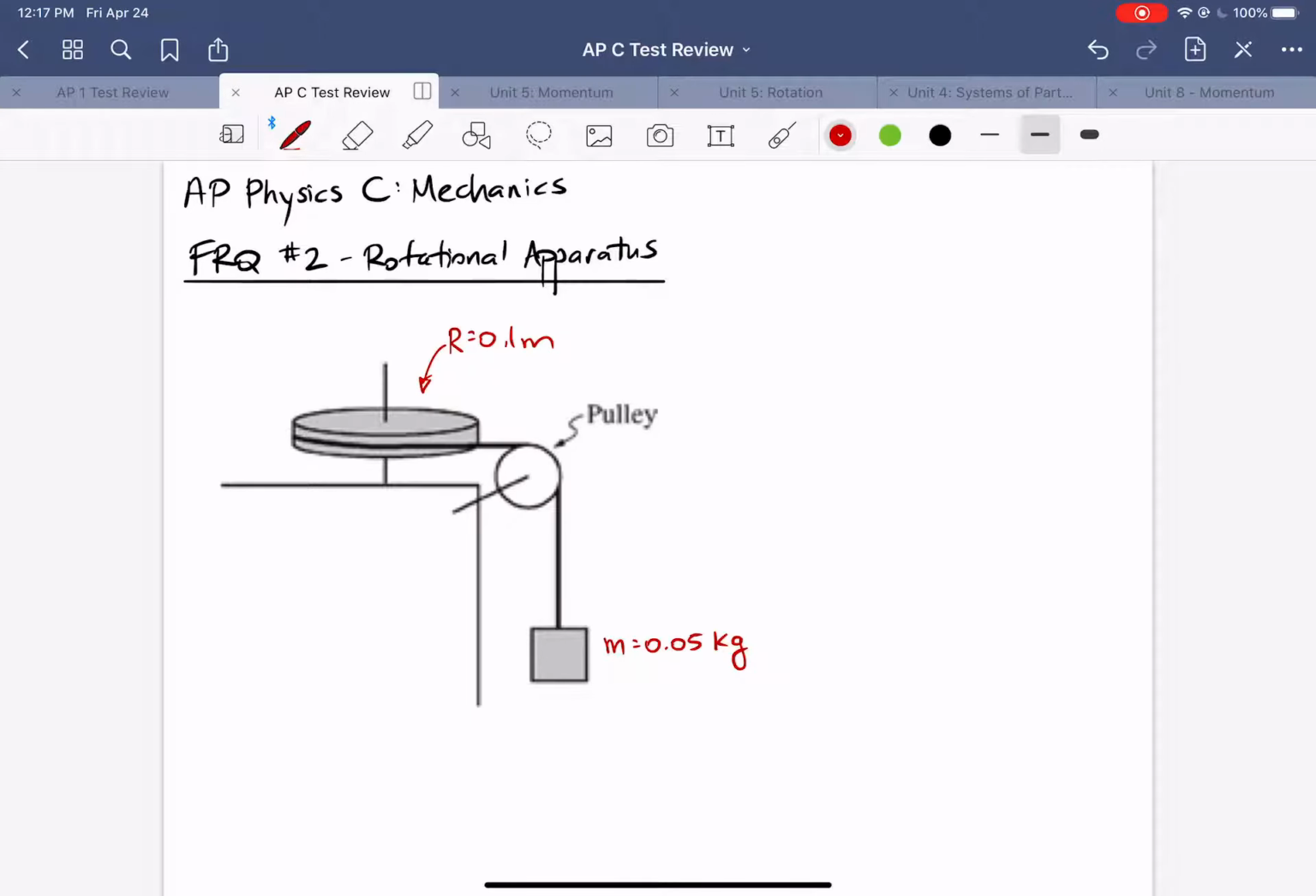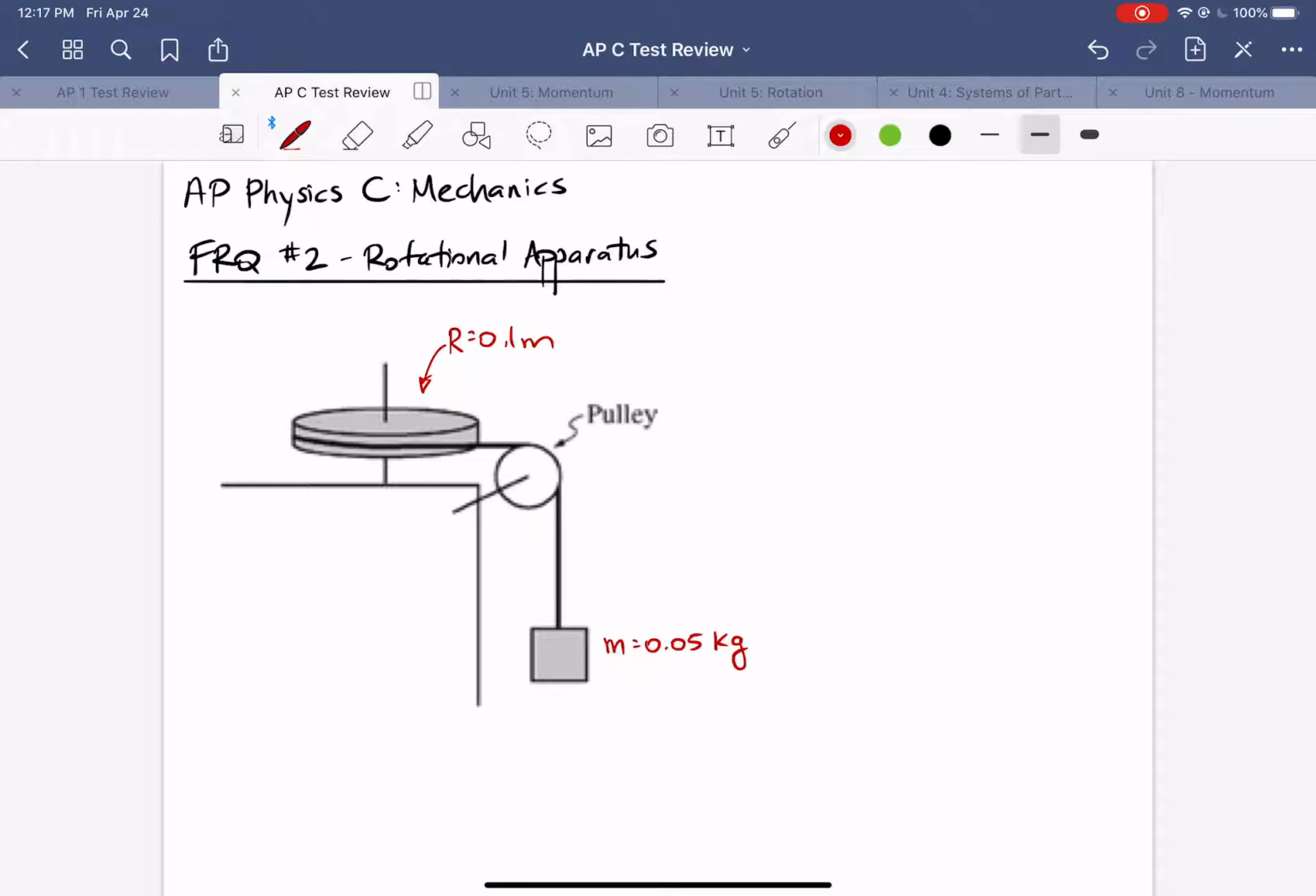Hey again, everyone. This time we've got another problem that deals with rotational motion. This one shows a rotational apparatus, or you can think of it as sort of a rotational variation on the Atwood machine if you prefer, where we have a hanging block with a mass of 0.05 kilograms, and it's tied to a string or a rope, which is then wound around a pulley and then wrapped around a solid vertical disc placed up on this tabletop.